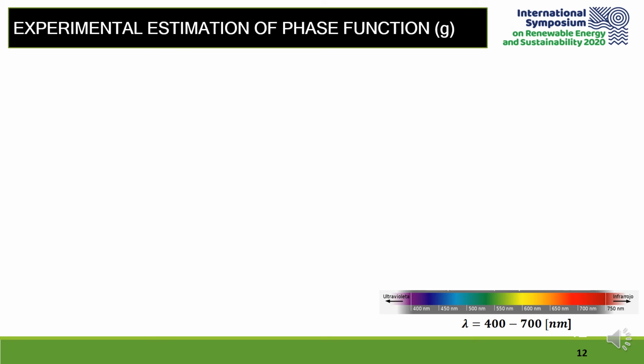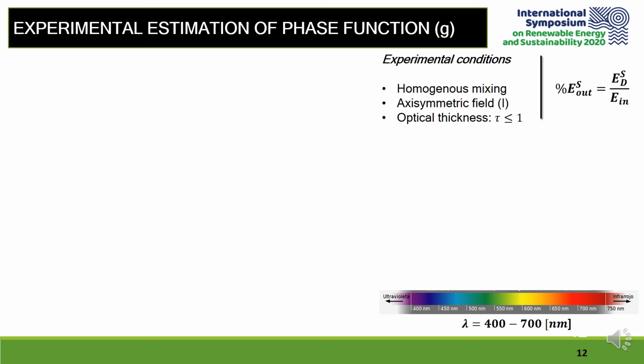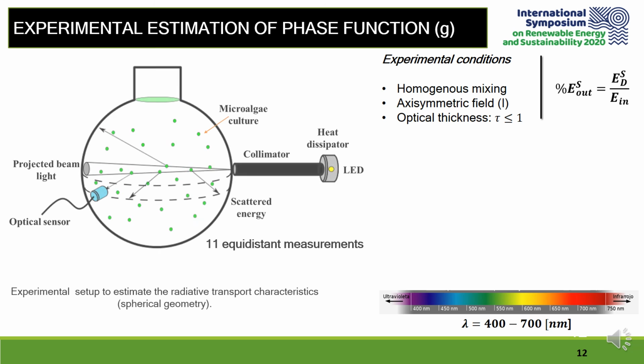For the experimental estimation of the last radiative characteristic, called the symmetry parameter, defined as G, of the phase function, the same experimental conditions were used as for albedo. However, only the amount of lateral scattered energy was taken into account, because it only seeks to observe the change in the energy dispersed by the microalgae culture as a function of the angular position. Finally, to estimate the value of G, the Henyey-Greenstein phase function was used.